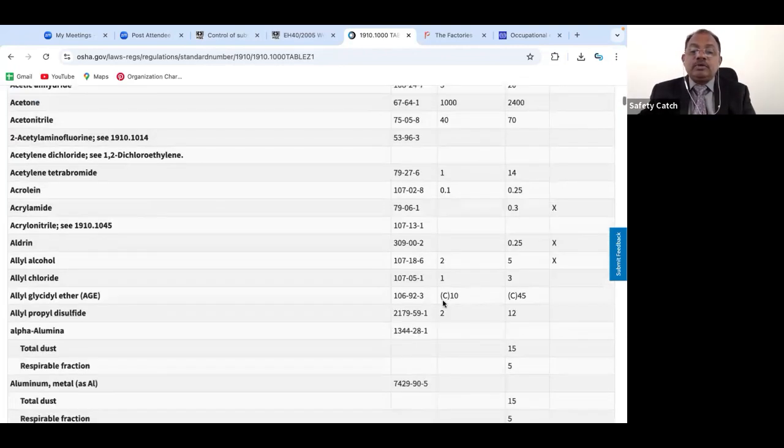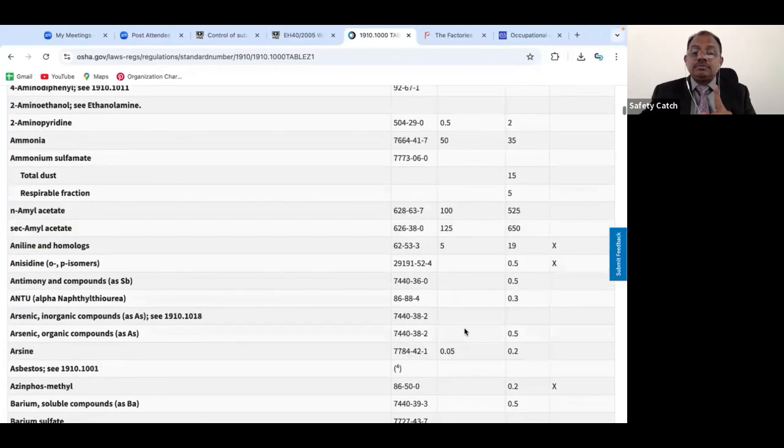Then you see they put C, which means this is a ceiling limit. Ceiling limit means it should not be crossed at any time, like 10 ppm for allyl glycidyl ether. You should not cross 10 ppm or 45 milligram per meter cube at any time, whether short term or long term. That is why they have put the C value, ceiling limit.